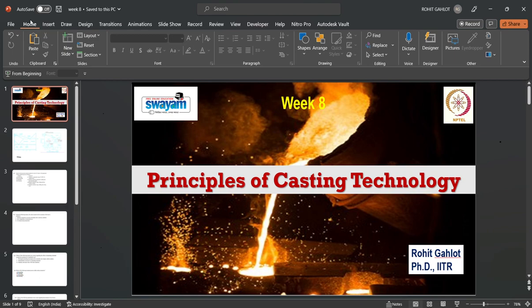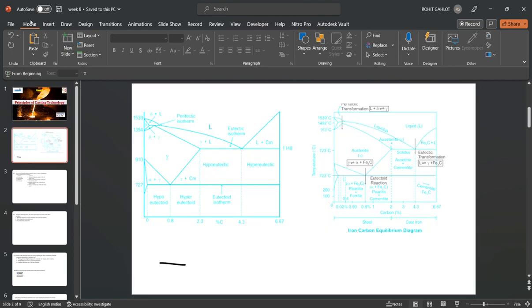As discussed last week, students have requested that we do some problems regarding the iron carbon diagram and an explanation regarding some other stuff. So I will be covering those in this tutorial. Let's start with the explanation of the iron carbon diagram.